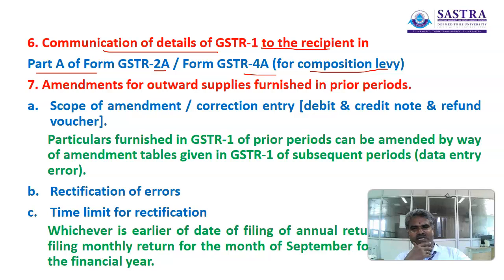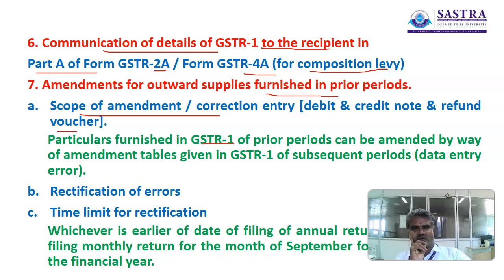Amendments for outward supply furnished for prior period. Anything you have to tell them, you see. Scope of amendment: corrections, entry, debit and credit note or refund voucher, anything available, you have to make corrections regarding debit note, credit note, refund. So here the corrections will be made. They will give you a chance to make any corrections. They allow you to correct.